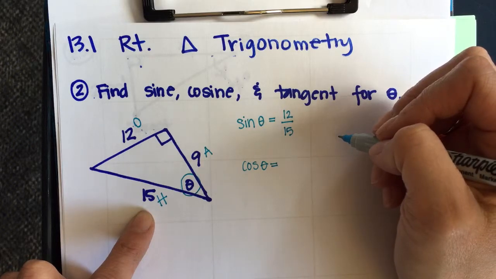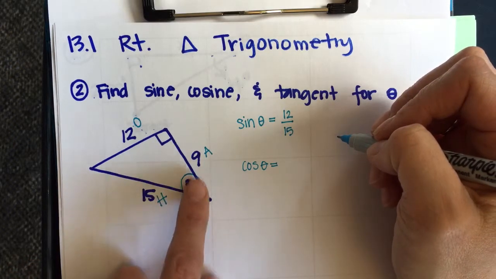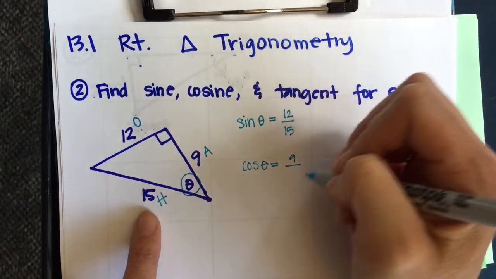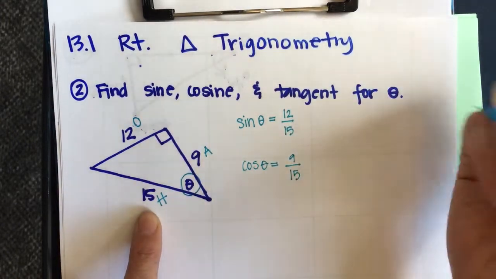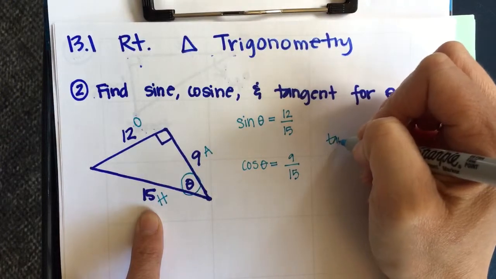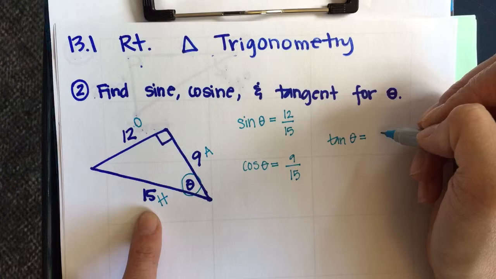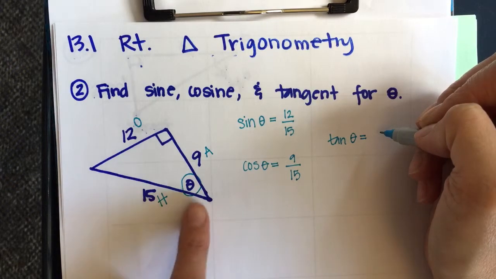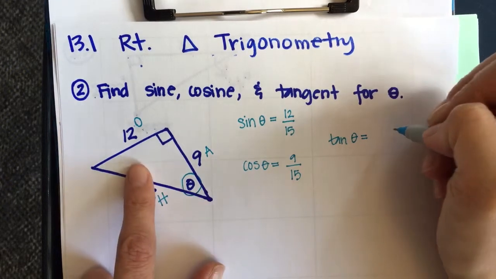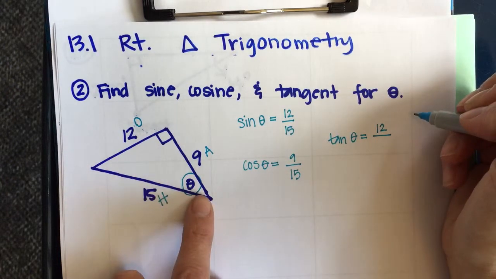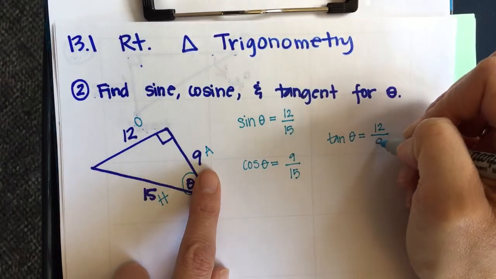SOHCAHTOA, so cosine is the adjacent side, 9, over the hypotenuse, 15. And the third one is tangent of theta, that's TOA. So tangent is the opposite side, opposite theta is 12, divided by the adjacent side, 9 is adjacent.